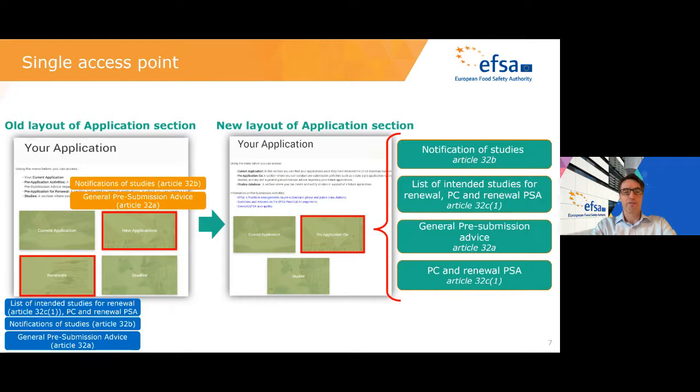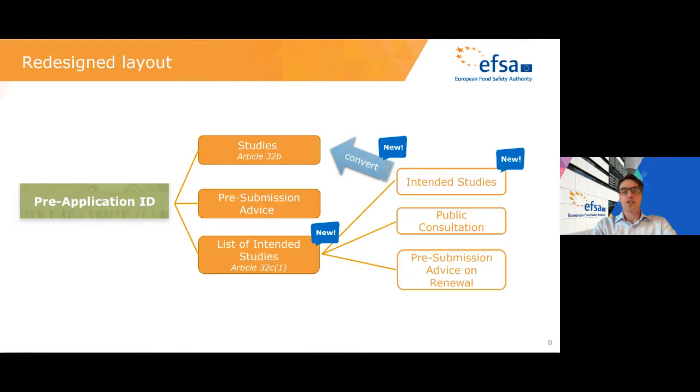Next slide, please. The other changes are best explained on this layout. Under each pre-application ID record, you can now find entity studies for study notifications according to Article 32B, entity pre-submission advice, and the newly created entity list of intended studies. Under this entity, you can create intended studies, submit public consultation, and request pre-submission advice on renewal. You will also find here the new functionality to convert intended studies into draft notifiable studies.